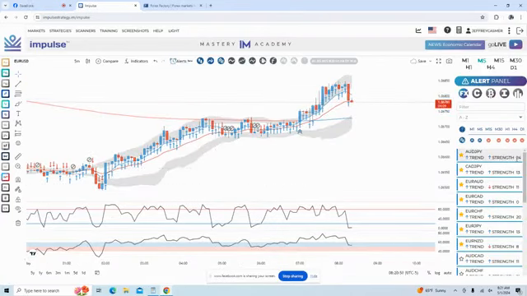Okay, so let's see. What is this? EURUSD. Okay, I think we covered this macro, but all the time frames aren't aligned. But it's a pretty decent trend up. Okay, so I would keep an eye on this.